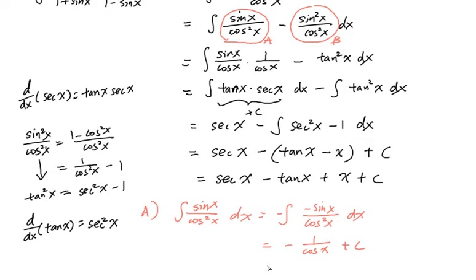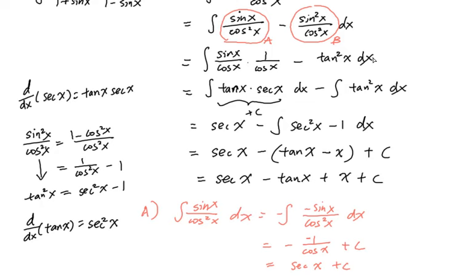And when you apply the chain rule, there's also a -1, because the cosine is in the denominator. It was a -2 power, now it becomes -1, so you divide by -1. So this is actually just secant x plus c.